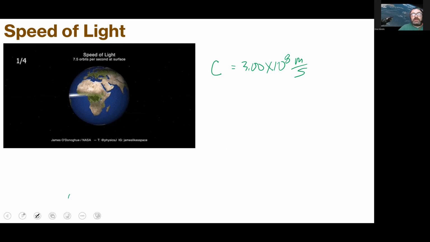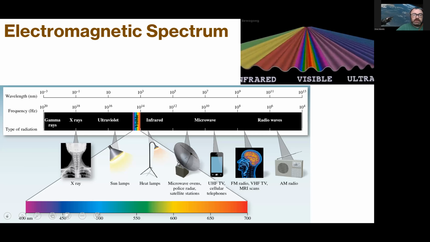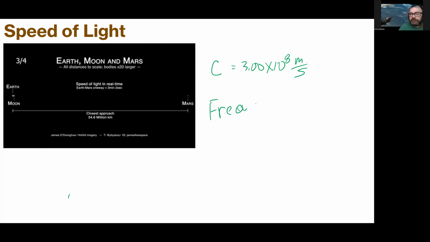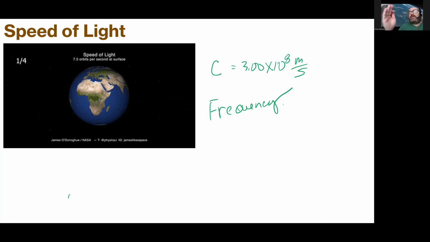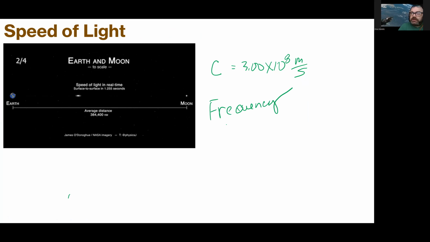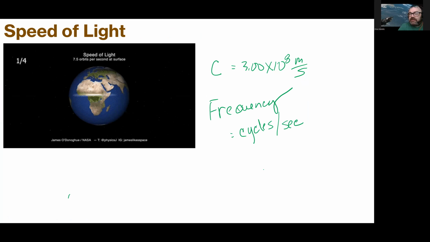Okay, other things we can think about is frequency. I don't know why I don't have a slide about frequency, but here we go. Frequency is how many wavelengths pass a given point in a certain amount of time, usually 1 second. So we can also think of this as cycles or waves per second.